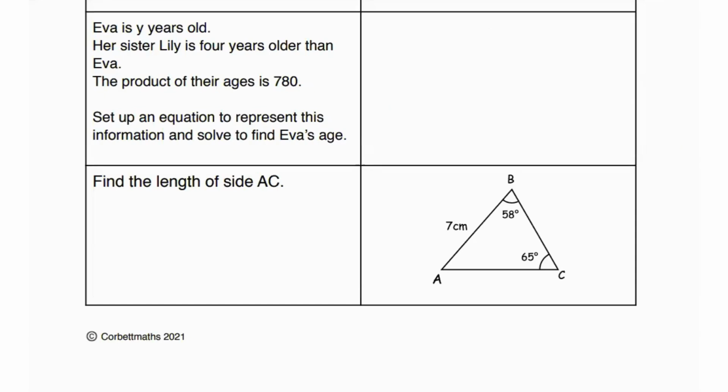Next question says, find the length of side AC. So we have a non-right angle triangle over here, ABC. They've given us angle B, which is 58. Angle C is 65. So length of AB is 7 centimeters. We have to find the length of AC. This is what we're trying to find.